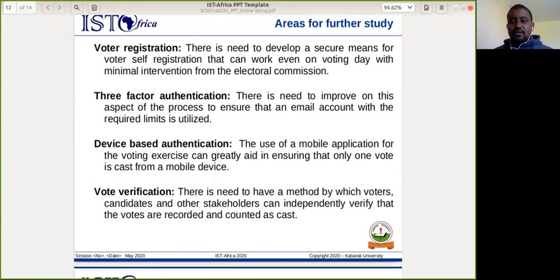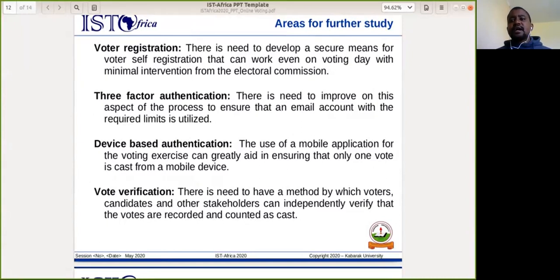And that needs to be a secure approach so that we don't have people registering who are non-existent. They're not even students, maybe they're not even on campus in session or eligible to vote. And then we also want to improve on our concept of three-factor authentication.